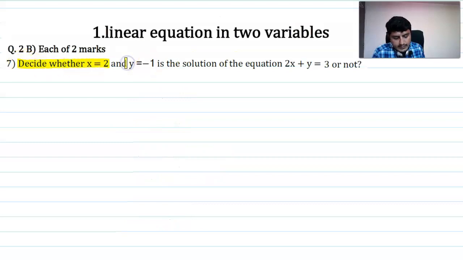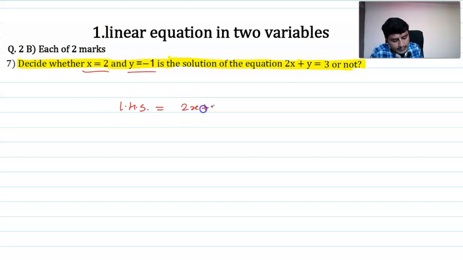Decide whether x equals 2 and y equals minus 1 is the solution of the equation 2x plus y equals 3 or not. Now to decide whether x equals 2 and y equals minus 1 is the solution of the given linear equation in two variables or not, let us first consider the LHS of the given equation. We have 2x plus y.